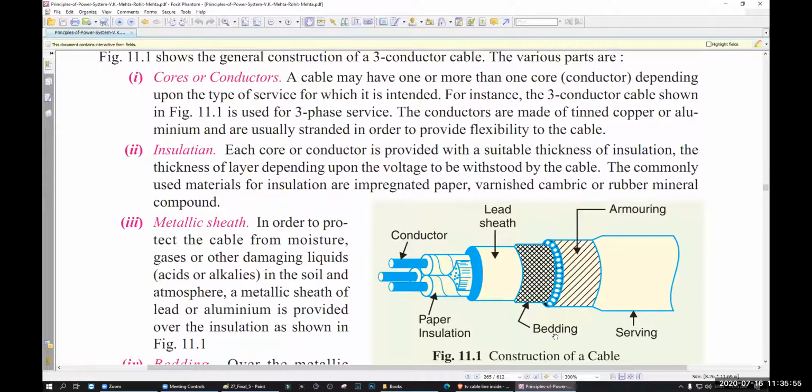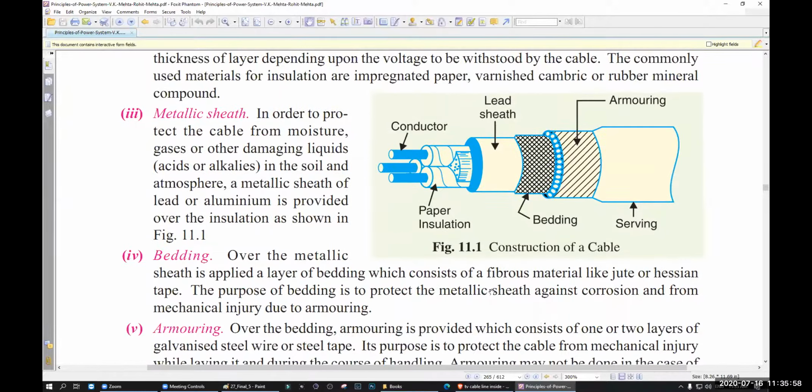Next, you have bedding. Bedding is normally made of jute or hessian. Hessian means, you wear a t-shirt, right? This is some material like your t-shirt cloth. Bedding is a t-shirt-like cloth. After that, you have armoring. Armoring is like a cable, but not a cable, made of steel or aluminum. After that, you have serving. Serving means the plastic cover.